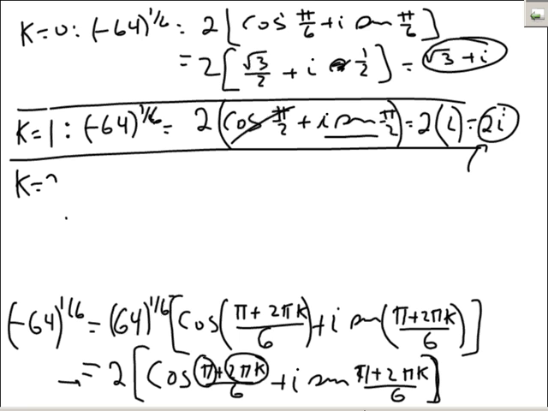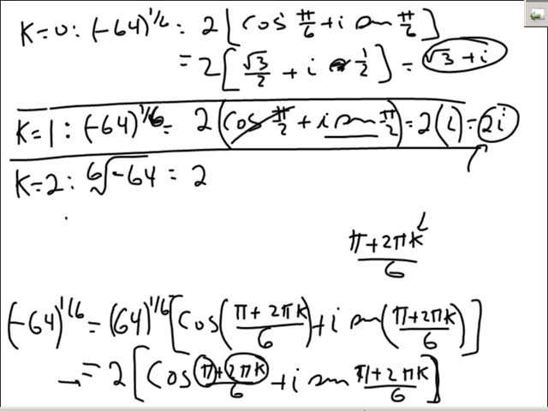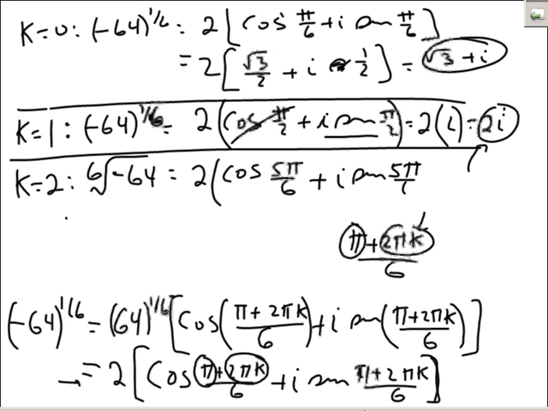Now we let k equal 2. This is just another way of writing the 6th root. You can raise it to the 1 over 6 power, or you can put the 6th root in front. This is equal to 2 times... the angle is pi plus 2 pi k over 6. If k is 2, 2 pi times 2 is 4 pi, plus 1 pi is 5 pi. So it's the cosine of 5 pi over 6 plus i times the sine of 5 pi over 6.